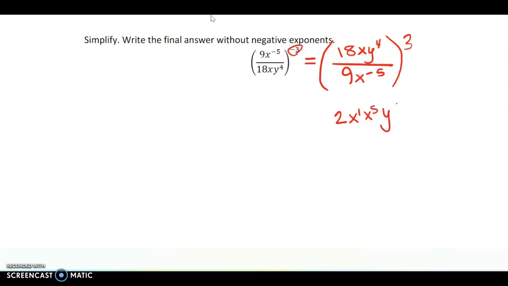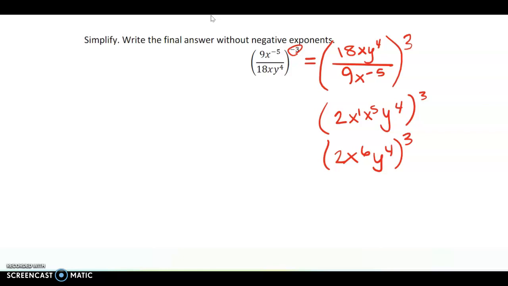And then we still have y to the fourth, all cubed. So nothing is in the denominator, 9 was taken care of, and so is the x to the negative fifth. Well, if we combine x to the 1 and x to the fifth, we will get 2x to the sixth, y to the fourth, still all cubed. So now at this point, I don't have anything that can be combined in the parentheses, and so this is where I would distribute this cubed in.